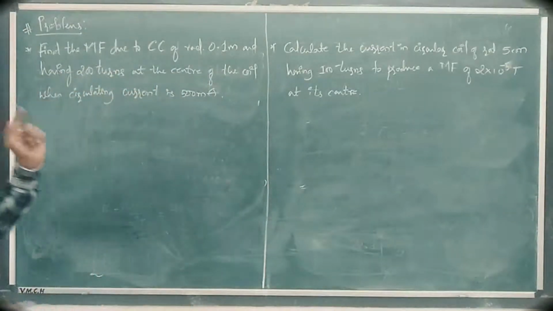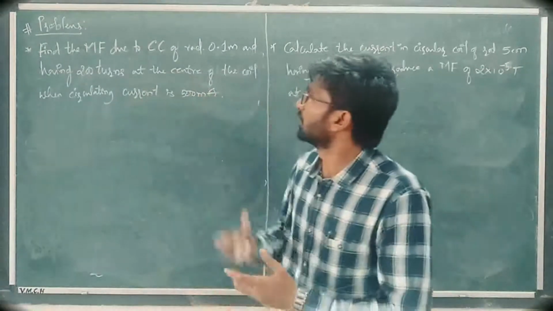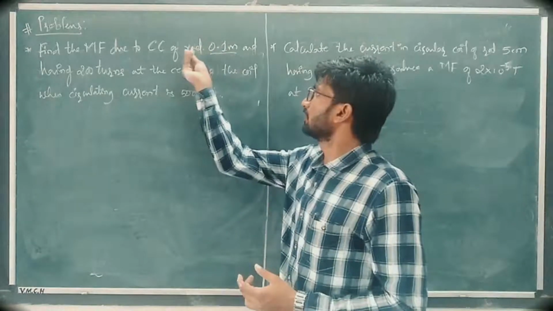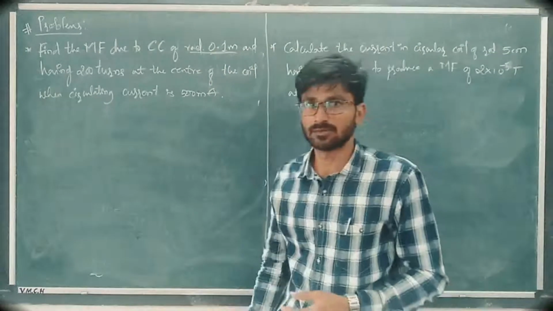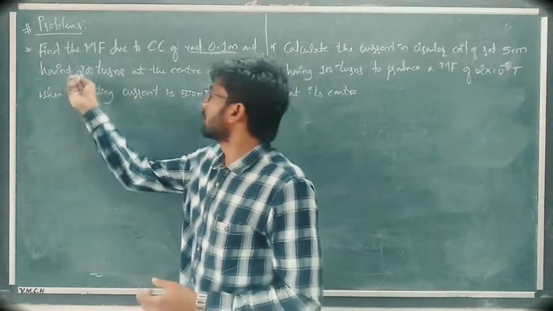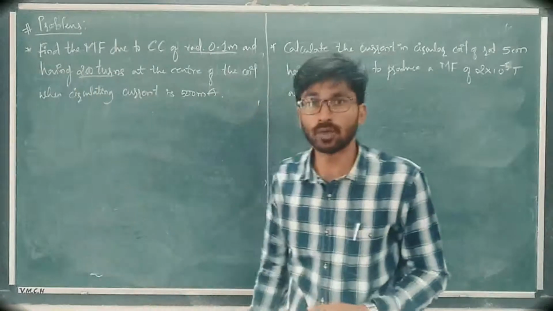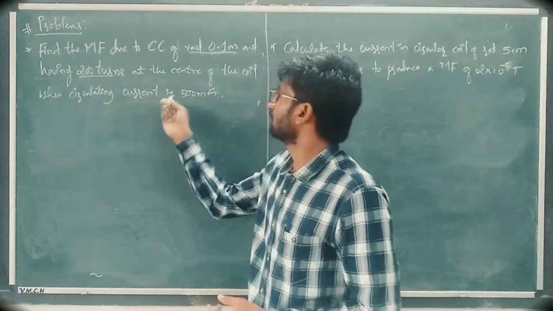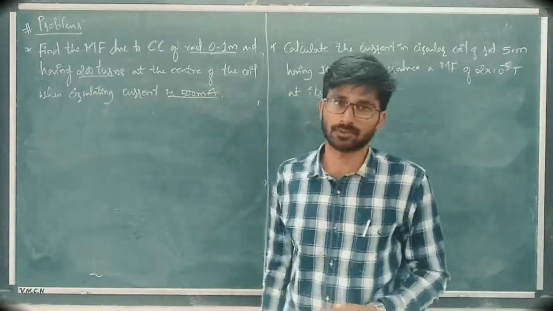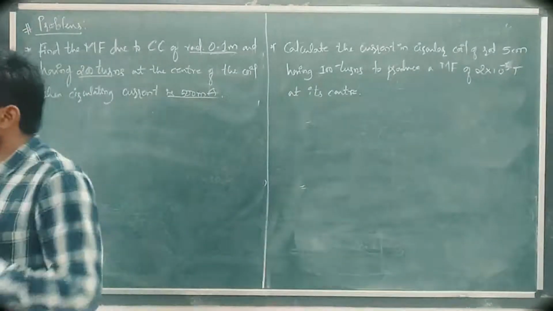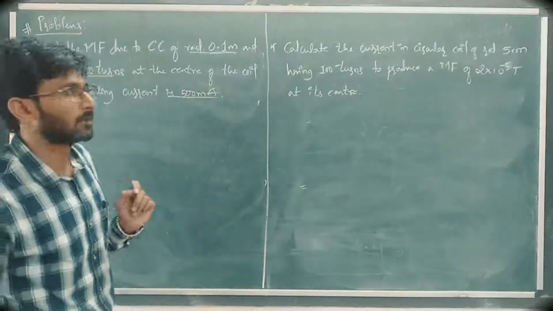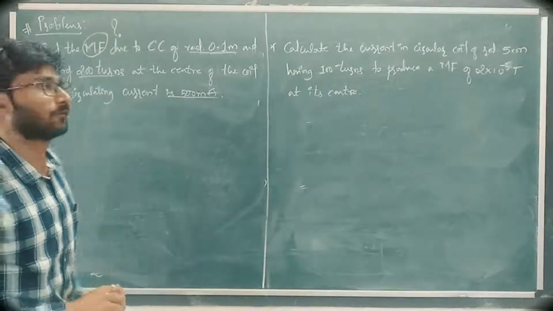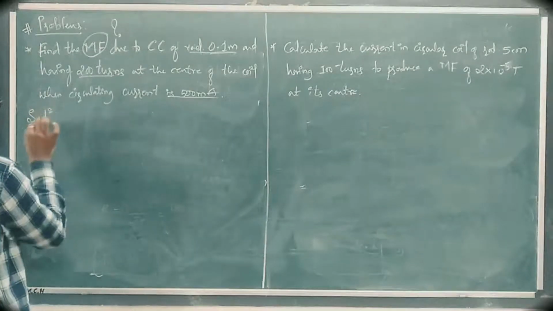Find the magnetic field due to a circular coil of radius 0.1 meter. The radius of this circular coil is 0.1 meter, the number of turns is 200, and at the center of the coil the circulating current is 500 milliampere. They have given three parameters, and using those given parameters, you are going to find the magnetic field. Let's look at the solution.